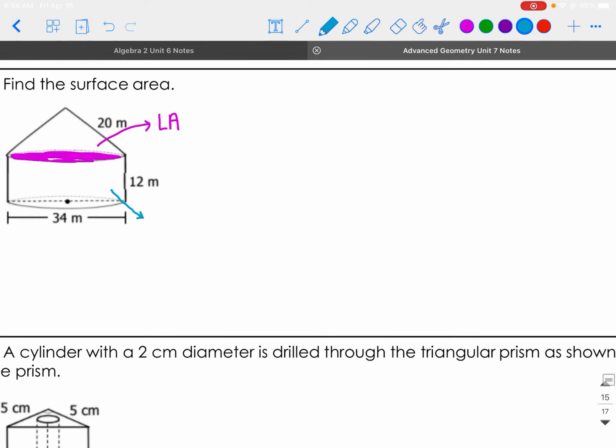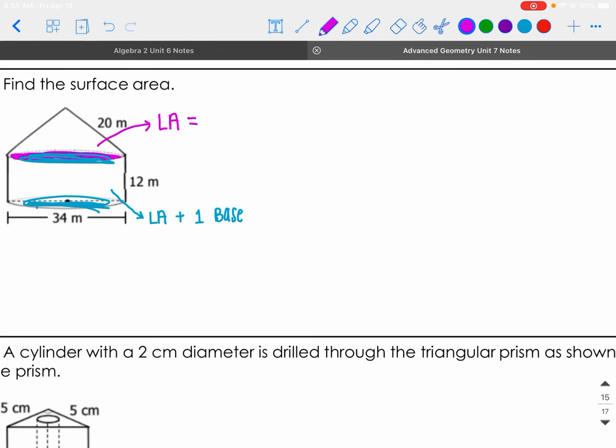But on the cylinder side, we still want to include the bottom. So it's basically the lateral area plus 1 base. If we did the entire surface area, it would include this top. But we want 1 base. So we could do the whole surface area minus 1 of the bases, or we could do the lateral area plus 1 of the bases. It's equivalent either way.